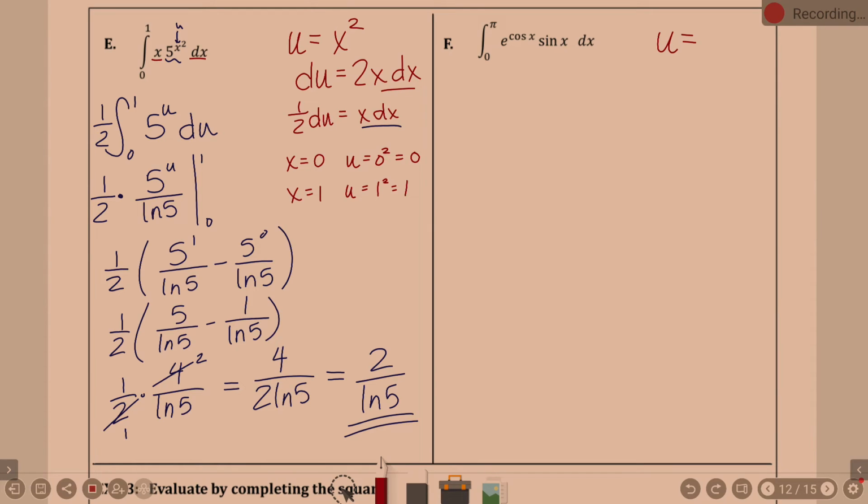What you gonna guess? Cosine. It's in the power, so it sounds like a good thing to me. Okay. U is cosine. So what's the derivative of cosine? Negative sine x dx. We're gonna have to flip flop. What do you mean? Because it's gonna be a negative.